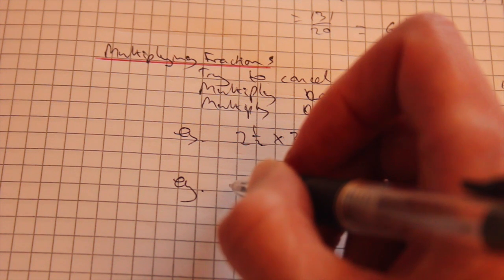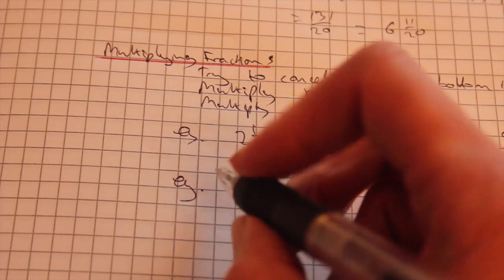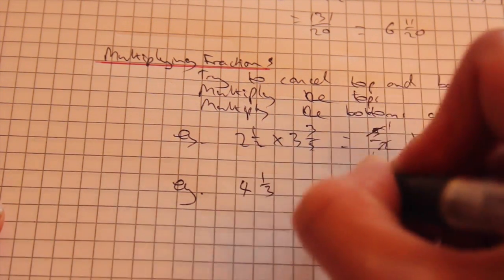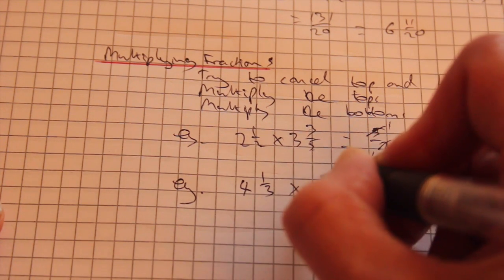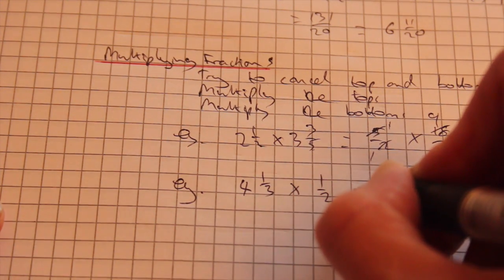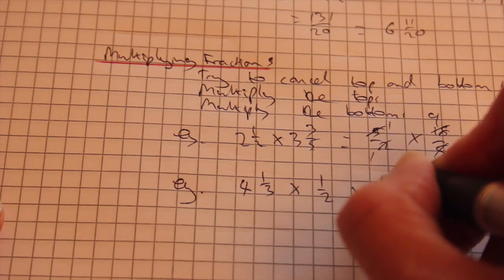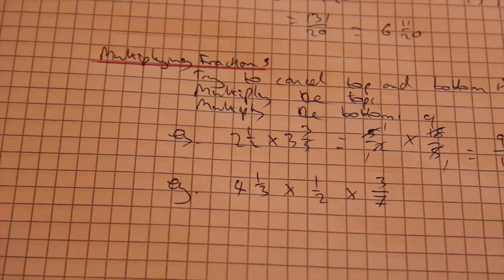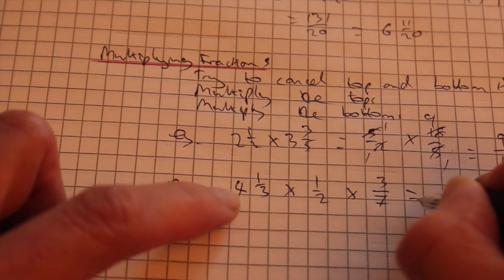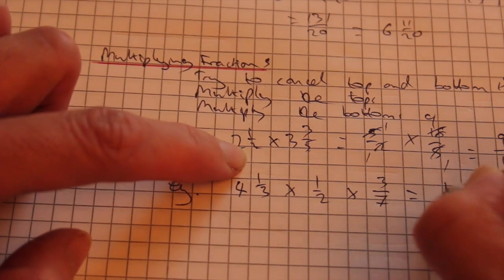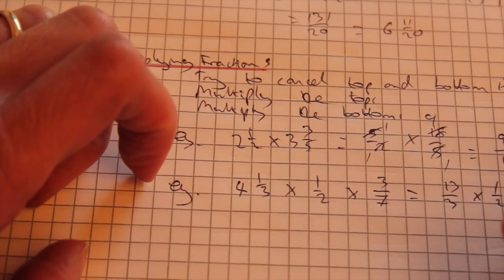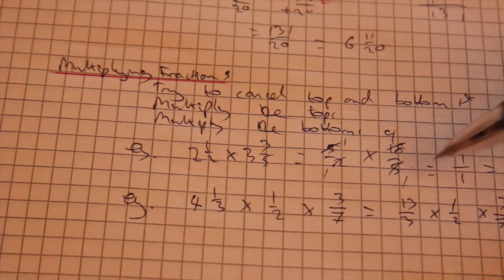Right, let me see. If I had 4 1/3 times 1/2 times 3 over 7. We'll have a go at that one. So again, this is the only one you need to change. So it's 4 times 3 is 12, add 1, times 1 over 2 times 3 over 7. I'm looking across that. 13 does not cancel anything.